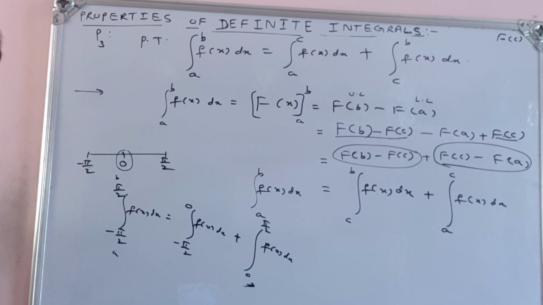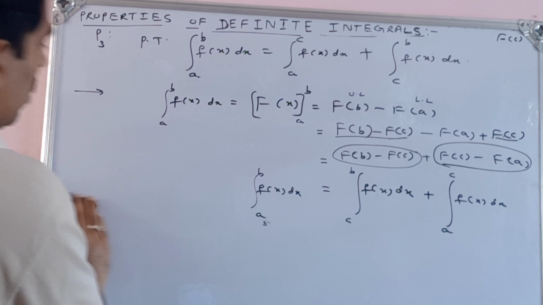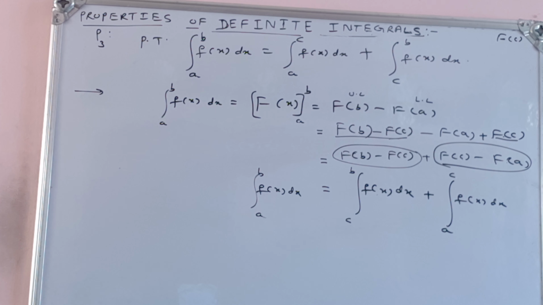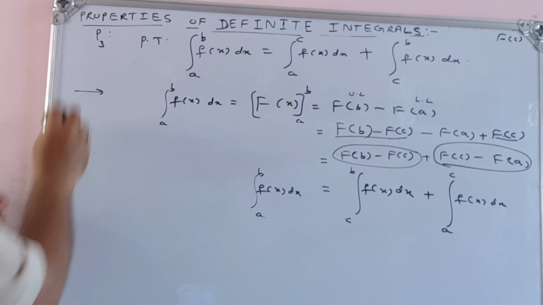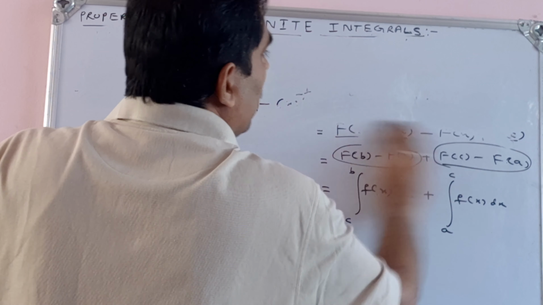So in this way, this third property helps us to divide the given intervals. Note down the proof of this simple property: I have added f(c) and subtracted f(c). That's it. So this is the third property of definite integrals.